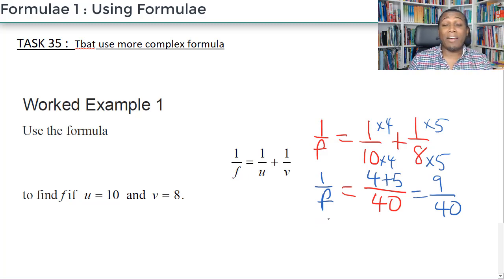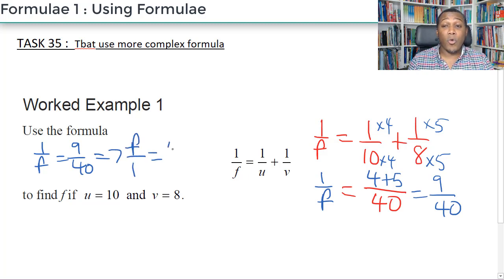But hang on, I don't want 1 on F, I want F. So what do I have to do now? Well, if I have 1 on F is equal to 9 on 40, that means that F on 1 is equal to 40 on 9. Slick. We can invert the left-hand side, invert the right-hand side. Use the reciprocals of both of the expressions. Do I say expressions for these? Yes, there's a calculation, so they are expressions. Okay, and F divided by 1 changes no value, so it is F. So F is 40 on 9.